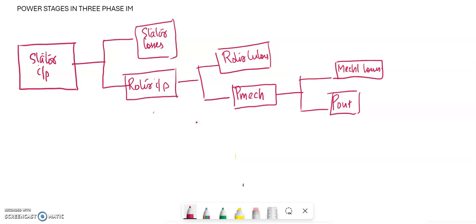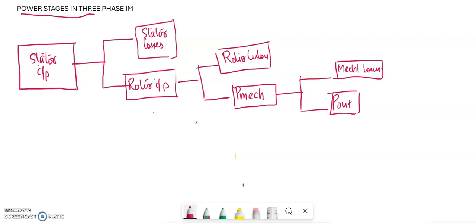Good morning. Today we will look at the power stages in a three-phase induction motor. It is necessary to study the power stages because we need to find the power equations and solve some numericals based on this. In a three-phase induction motor, we give the input supply voltage to the stator, so that we have a stator input power.